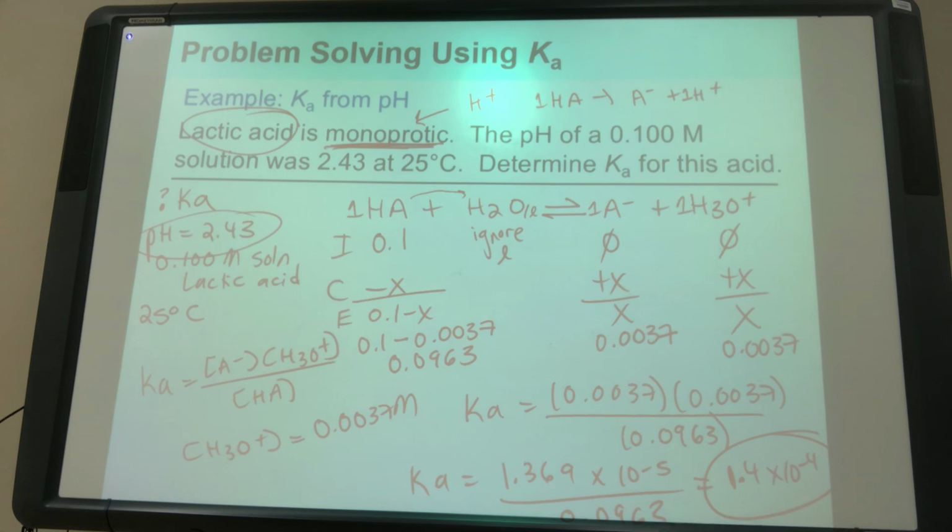Pretty much anytime I ask you to find the Ka, it's going to be an ice table. If I'm trying to find the Ka, I have to know what my products and reactants are, and find my ice table so that I can plug in those concentrations. I don't know this concentration, because I don't know how much this has reacted with the water to form my H3O plus.